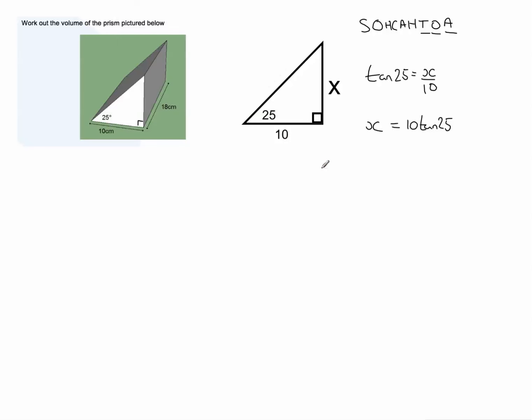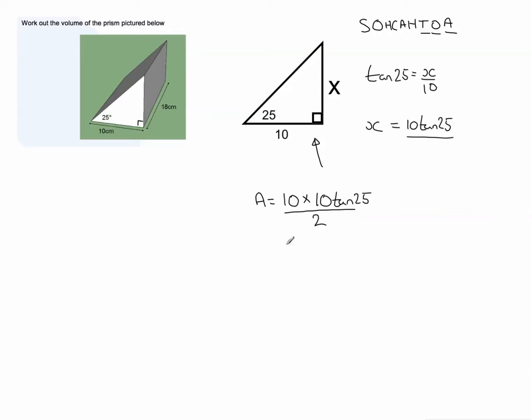So the area of this triangle here, well, it's the base times the height divided by 2. So my base is 10, so the area of the triangle is going to be equal to the base 10 times by the height, which is this here that we've just worked out, 10 tan 25. Okay, and then I'm going to have to divide that by 2.